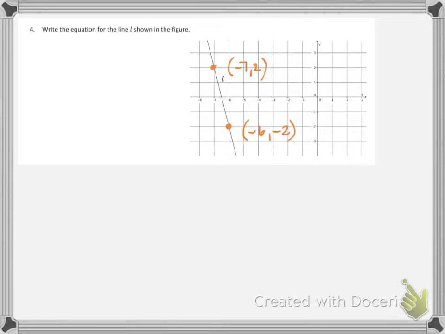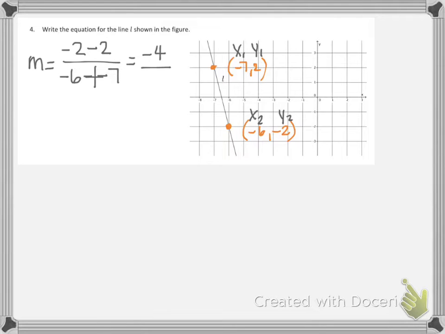I know I'm going to have to label these, so I'm going to do that right now. Let's call this x1, y1. We'll call this one x2, y2, and then we'll use our slope formula. Slope is equal to y2, that's a -2, minus y1, that's a +2, over x2, that's a -6, minus x1, that's a -7, and simplify. -2 minus 2 is a -4, over, well, this means the opposite of -7 is a +7, and -6 and +7 is a +1. So the slope is -4.